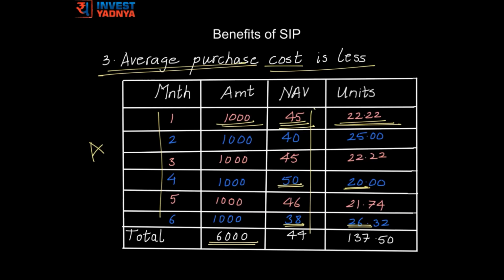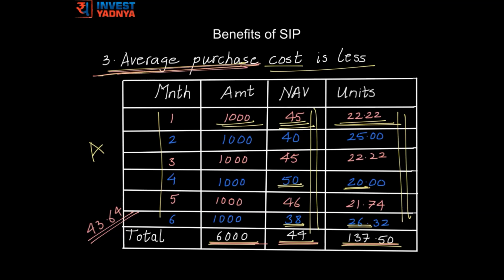The average NAV, that is the summation of these 6 NAVs divided by 6, gives you the average NAV, and the summation of units gives you the total number of units you hold. But here, when you divide your total investment by the total number of units you have received, you get the average purchase cost, which here works out to be 43.64 rupees, which is less than the average NAV of 44. This is how the average purchase cost of the units of mutual fund that you have invested in is less. So this is how SIP helps us to get units of mutual fund at discount.